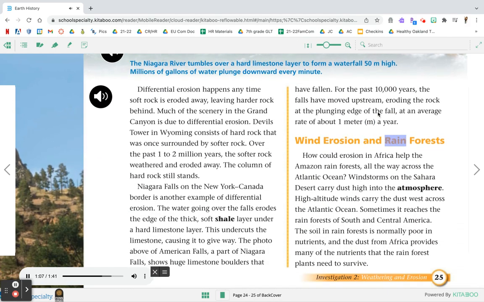Wind erosion and rainforests. How could erosion in Africa help the Amazon rainforests all the way across the Atlantic Ocean? Windstorms on the Sahara Desert carry dust high into the atmosphere. High altitude winds carry the dust west across the Atlantic Ocean. Sometimes it reaches the rainforests of South and Central America. The soil in rainforests is normally poor in nutrients, and the dust from Africa provides many of the nutrients that the rainforest plants need to survive.